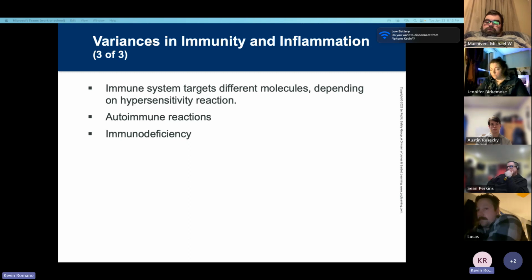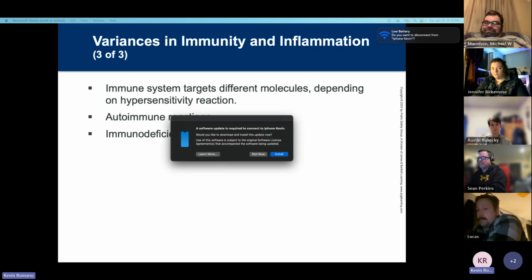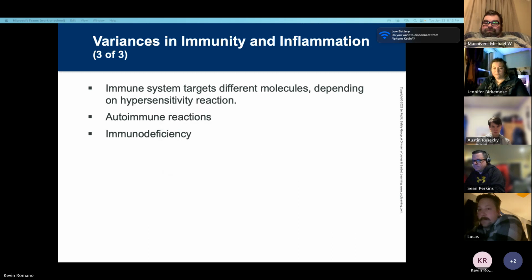I'm gonna plug in my phone. It's almost dying here. That's my hotspot for this, so I don't want to.